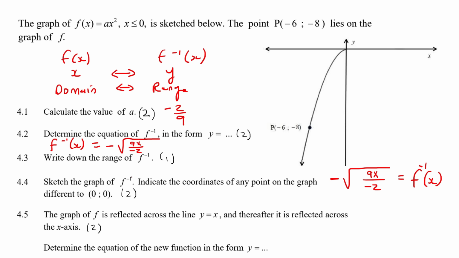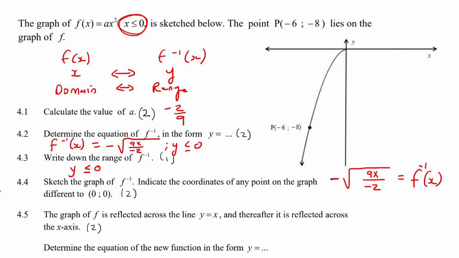So they're asking us for the range of the inverse. So if we look at the domain of the original graph, what is its domain? Well, domain is x, and x is only allowed to be smaller than 0. So the range would also be smaller than 0, but because it's range, you would say y must be smaller than or equal to 0, like that. Sorry, that was for that previous question.